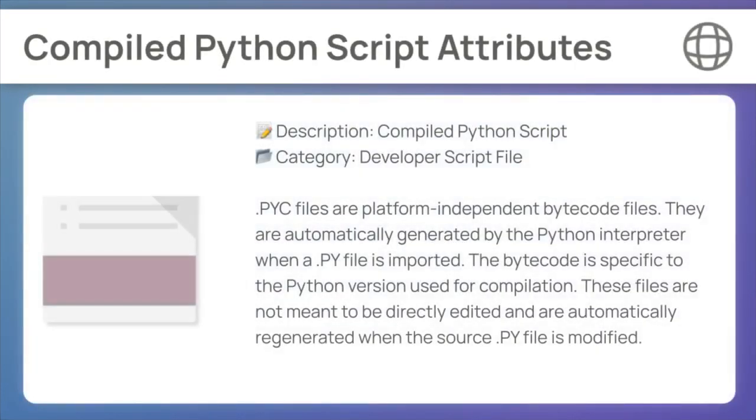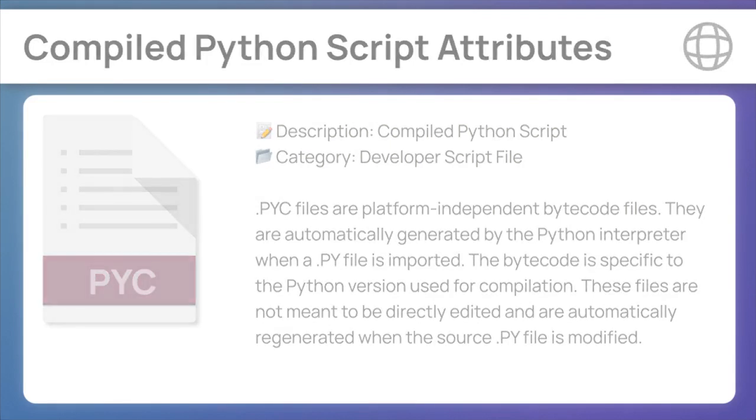PYC files are platform-independent bytecode files. They are automatically generated by the Python interpreter when a .py file is imported. The bytecode is specific to the Python version used for compilation. These files are not meant to be directly edited and are automatically regenerated when the source .py file is modified.